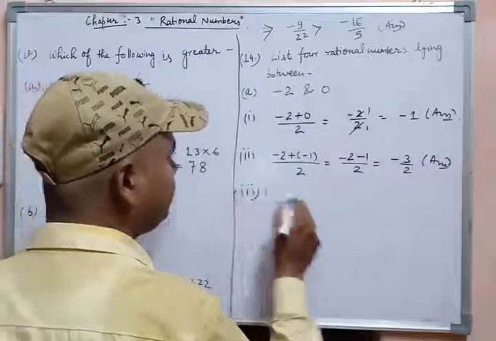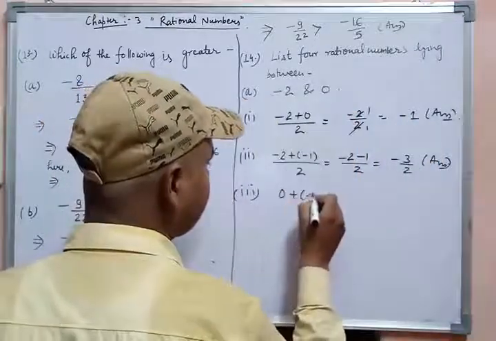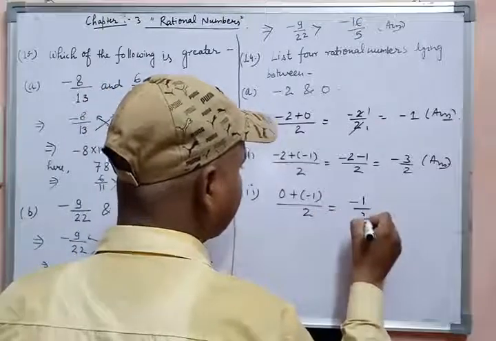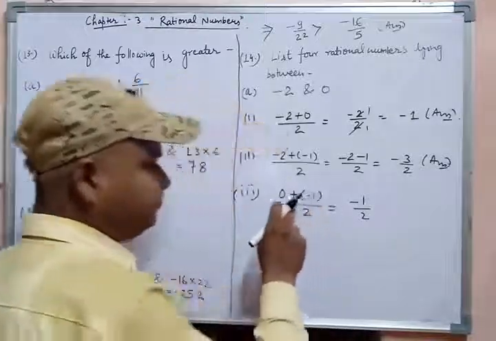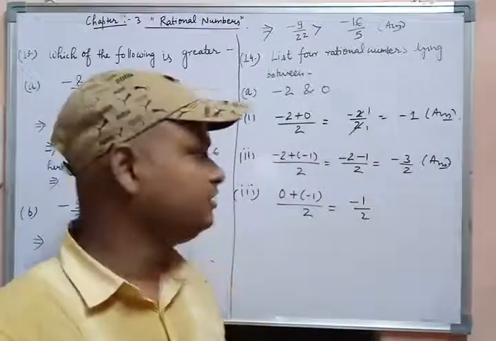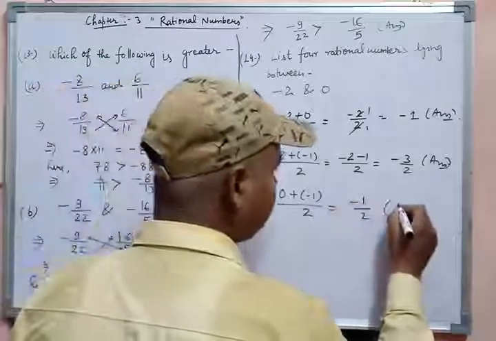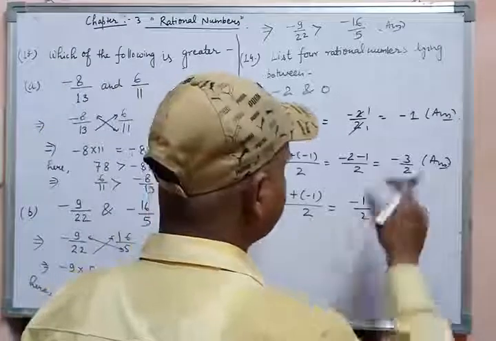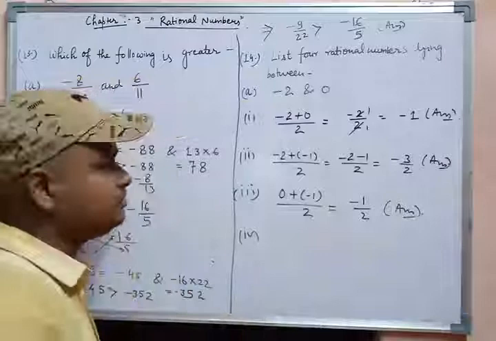In the same way we can apply -1 and 0: adding 0 and -1, we will get -1 upon 2, because you all know that if you add 0 to any negative integer or any positive integer, we get the same result. So this is the third rational number. And -1 has been finished now.